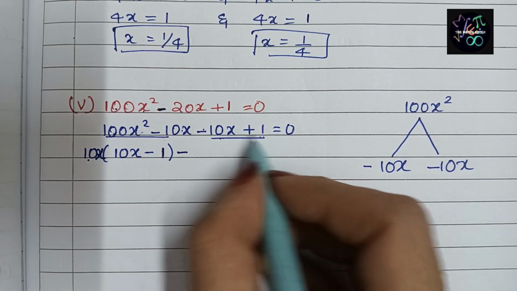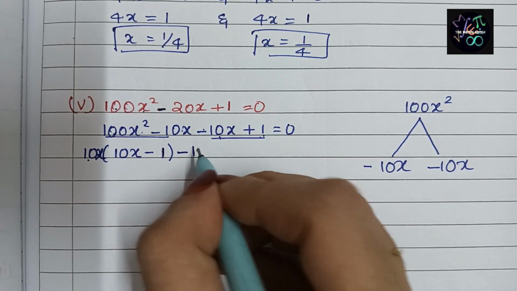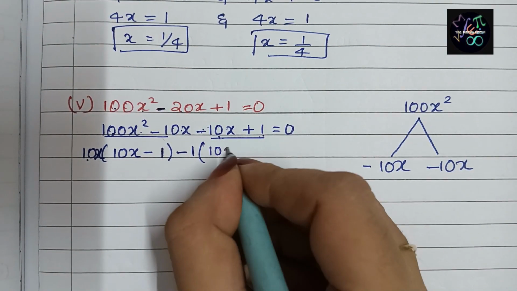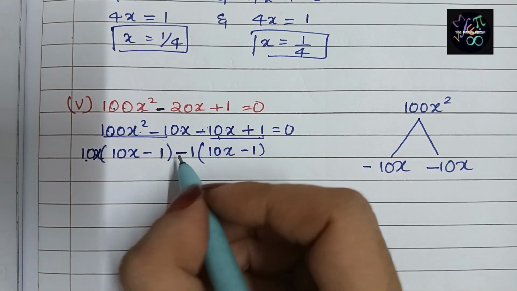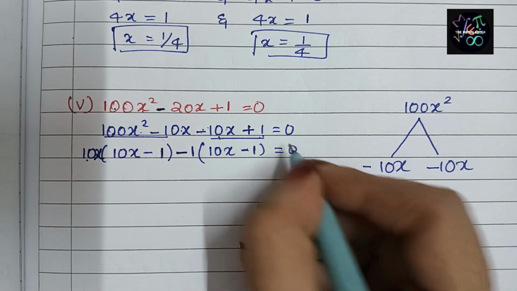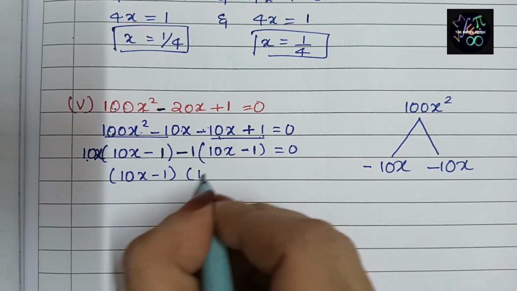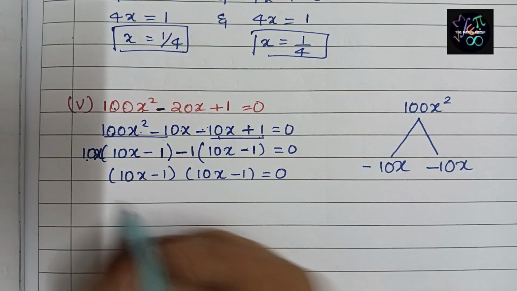Nothing is common, can we see? Here 10x and here 1. So no common here. If no common, 1 is a common. We should take 1 outside. Minus 10x, it becomes plus 10x, and this plus, it becomes minus. Why? Because I've taken minus as common. If we multiply, you see, minus minus plus is equals to 0. Let us write common bracket 10x minus 1. Remaining bracket is also 10x minus 1 is equals to 0.